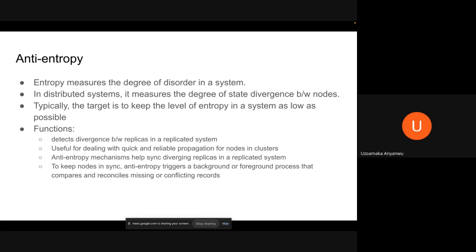To keep replica nodes in sync, anti-entropy usually has either a background or a foreground process running. The background processes typically use measures like Merkle trees and update logs to detect divergence, while the foreground processes use measures like hinted handoff and read repairs. So we'll cover all of this in the later slides.